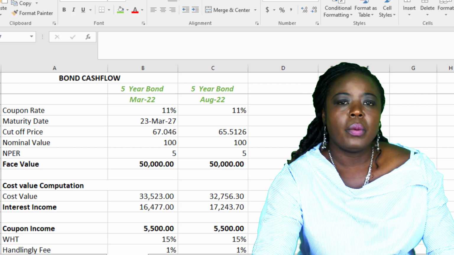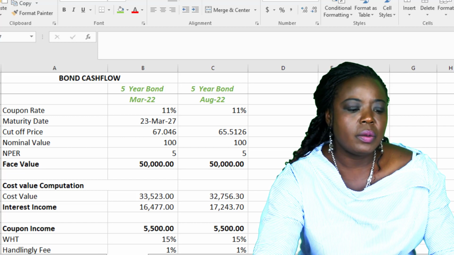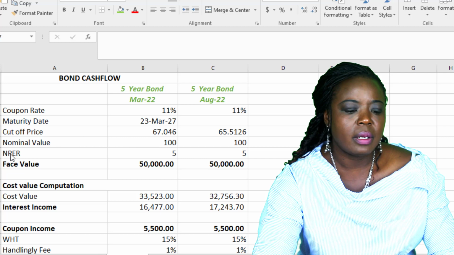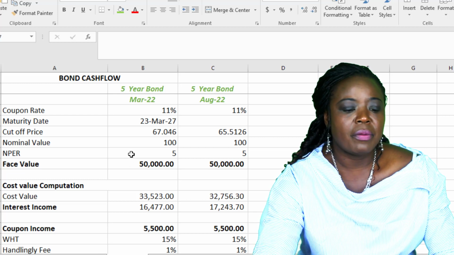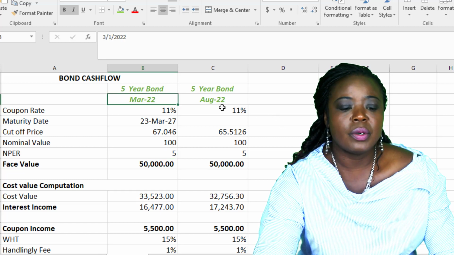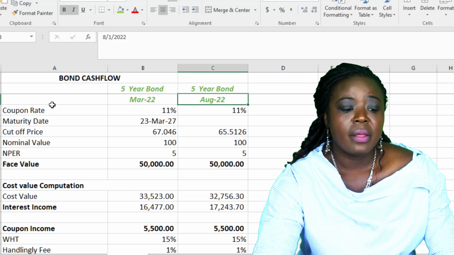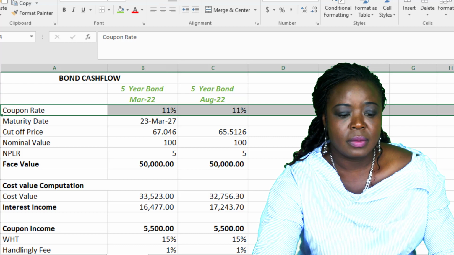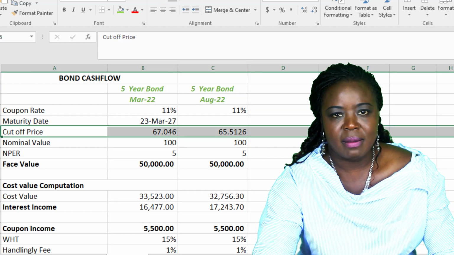Okay, so when you take a look at the previous example that we had considered, I've included some extra rows. I've included the NPER, which is the number of periods for the bond. In this case, we have 5 years, okay? And I'm looking at the March 2022 bond as well as the August 2022 bond. All right, the coupon rates are the same. The cutoff prices are different, okay?